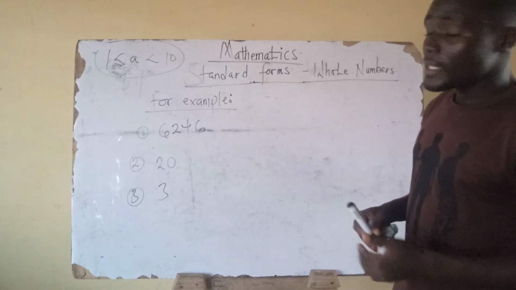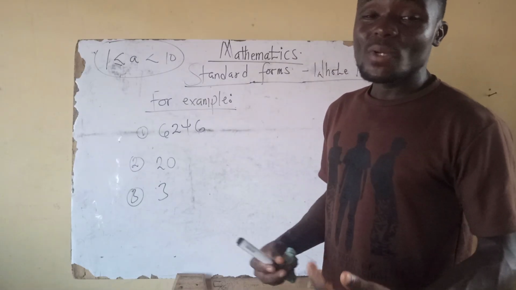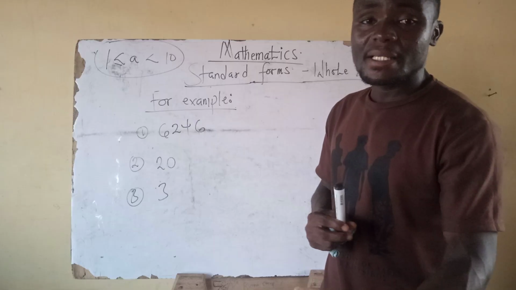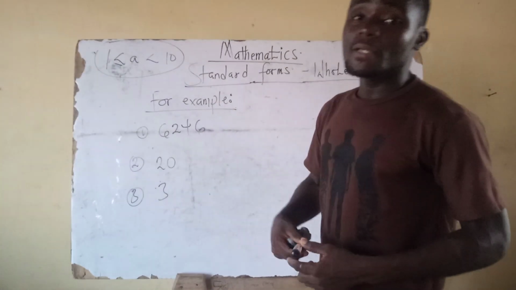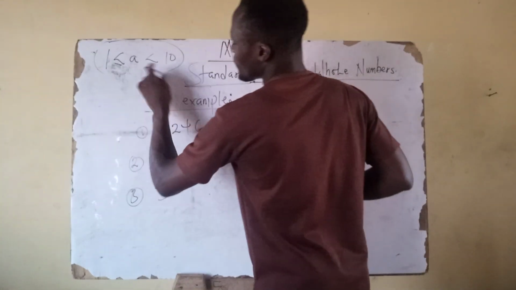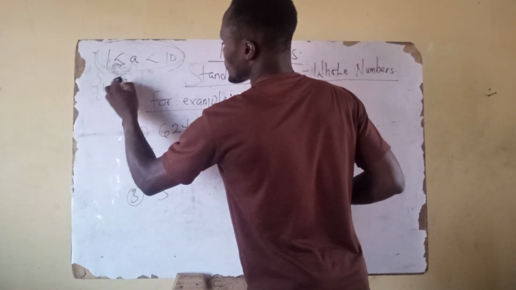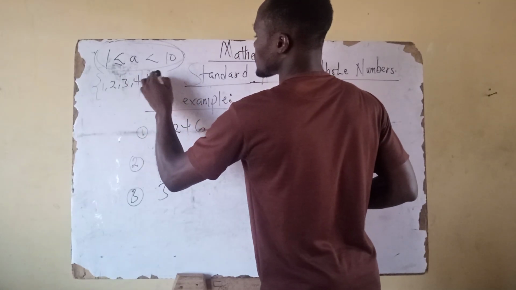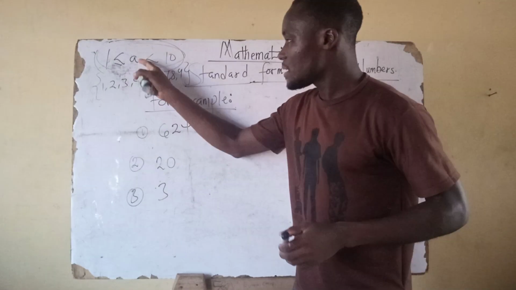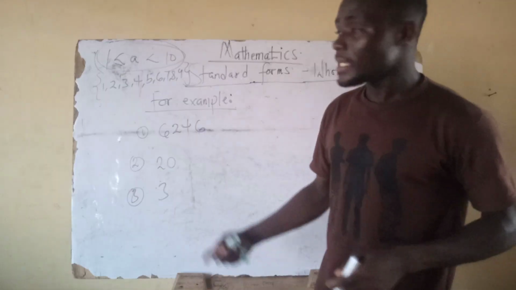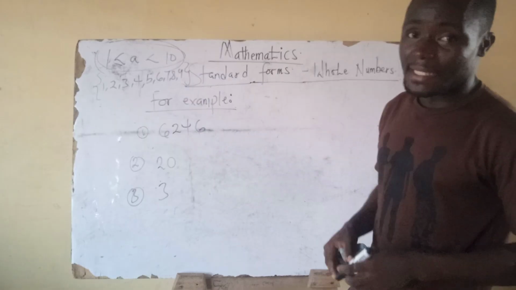Are you with me? Alright, now we said that in standard form we always write the number in a form where the number that comes before the decimal point is always within this range. Now let's list down the values within this range. So I have 1, 2, 3. So that number should be part of this. It should not be more than this. So let's start with this now. How to write this one in the standard form.